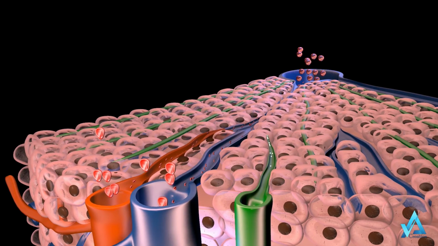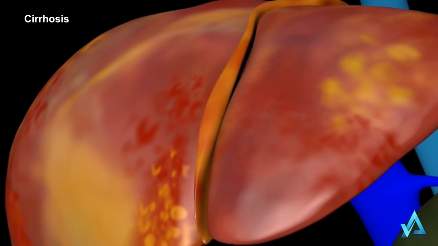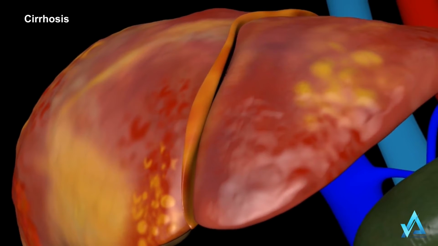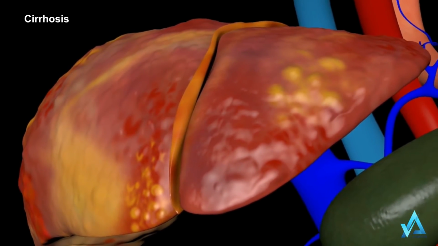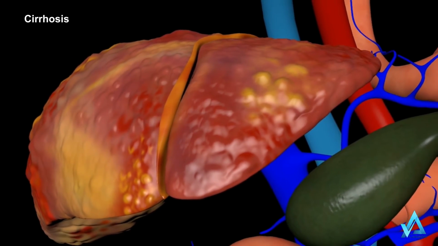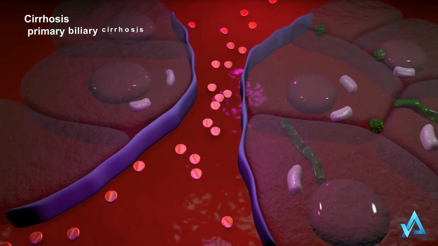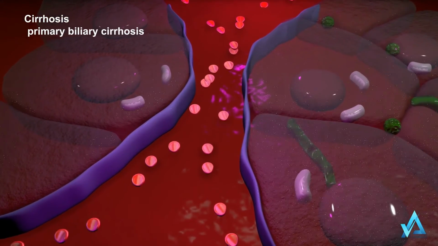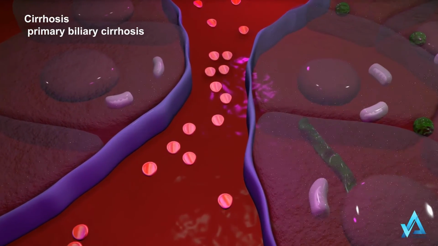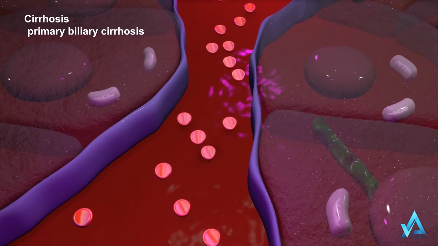Intrahepatobiliary diseases disrupt the flow of bile through the liver, causing cholestasis, a stoppage or slowing of bile flow, and biliary cirrhosis. Cirrhosis is the end stage of chronic liver disease, when much of the functional liver tissue has been replaced by fibrous tissue. Primary biliary cirrhosis involves inflammation and scarring of small intrahepatic bile ducts.